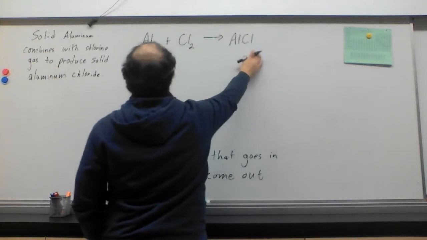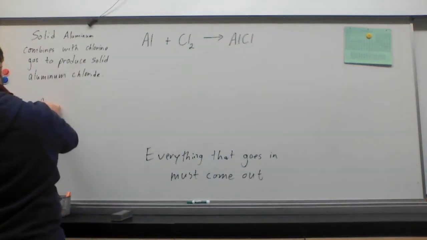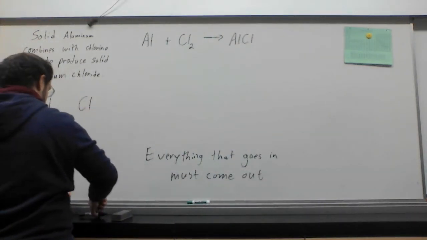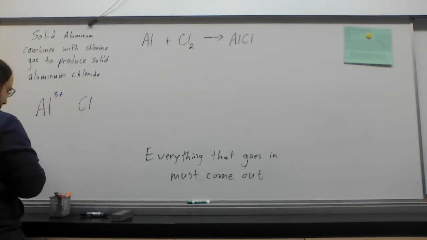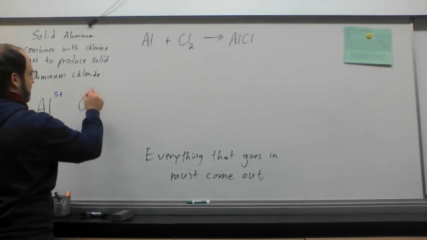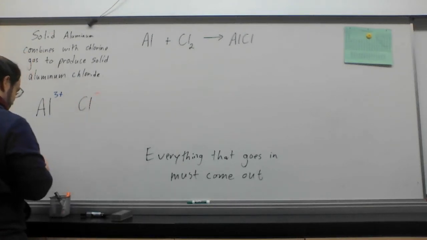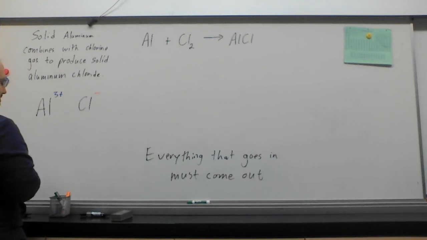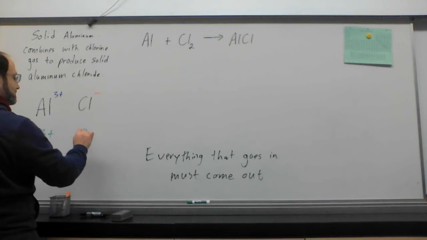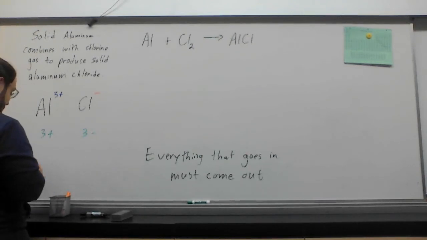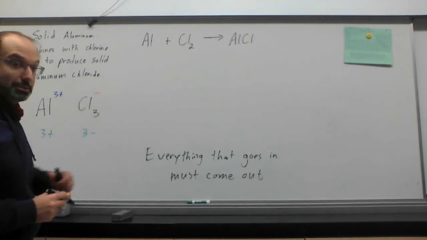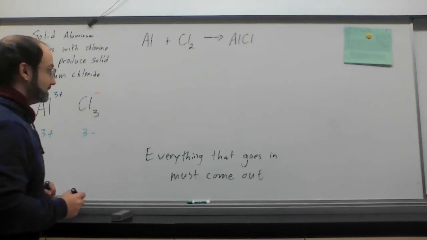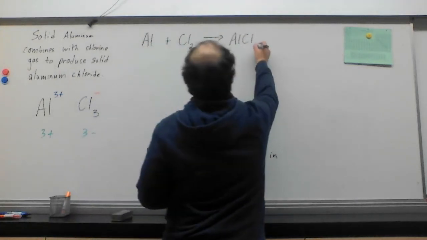Now we have to write this properly. Aluminum and chlorine. Aluminum, if we check, is in the boron family. It's 3 plus. Chlorine is in the halogens. That's 1 minus. I have to make sure the two sides are balanced. So that means that since this side is 3 plus, this side has to be 3 minus. To do that, I need to have 3 times as many chlorines because each one of them is only worth 1. So this is going to be AlCl3.